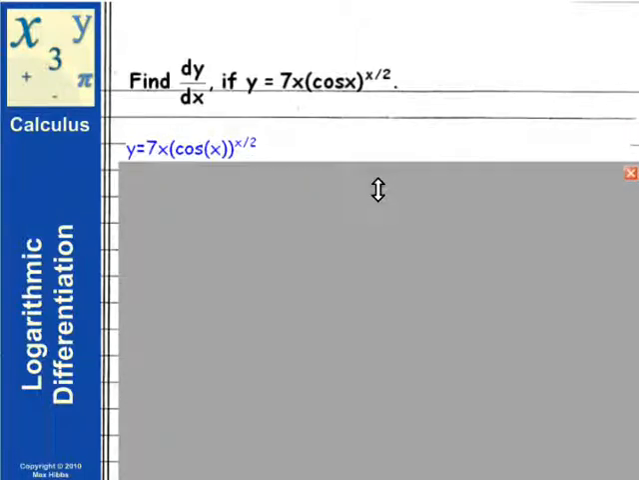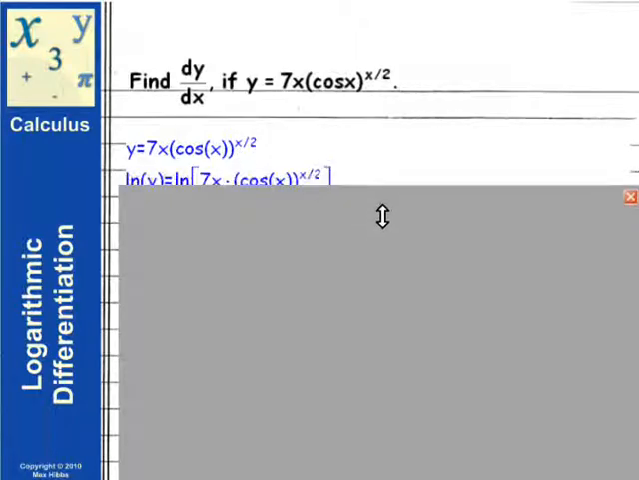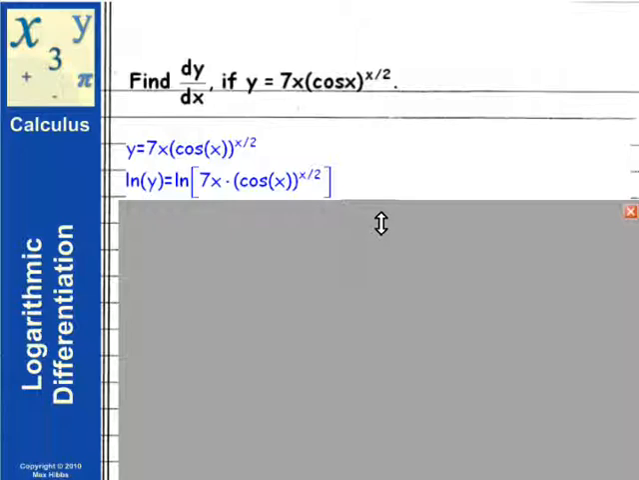I've just rewritten the problem, and I'm emphasizing the point that the power x over 2 is on the cosine of x, not on x itself. So we take the logarithm of both sides. And here I'm emphasizing that on the right side we have 7x times the cosine to a power. So we actually have the logarithm of a product where the first factor is 7x and the second factor is cosine of x to this power x over 2.